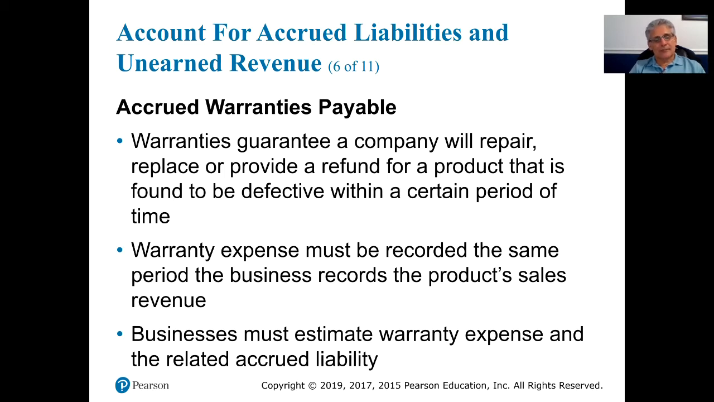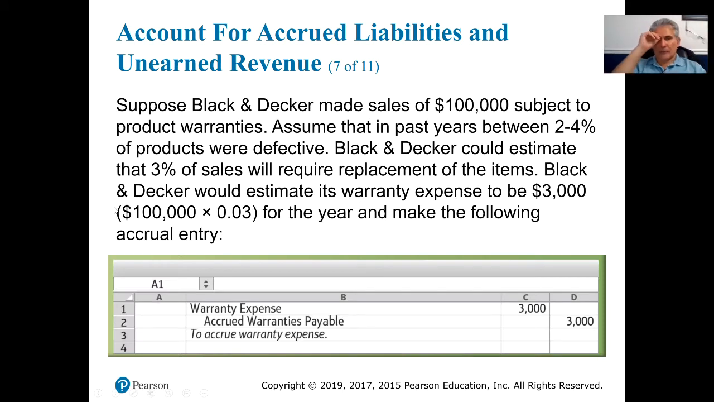So businesses, the last bullet: businesses must estimate the warranty expense and the related accrued liability. Let's go on to the example here. Suppose Black & Decker made sales of $100,000 subject to product warranties. Assume that in past years between 2 and 4% of products were defective. Black & Decker could estimate that 3% of sales will require replacement of the items.